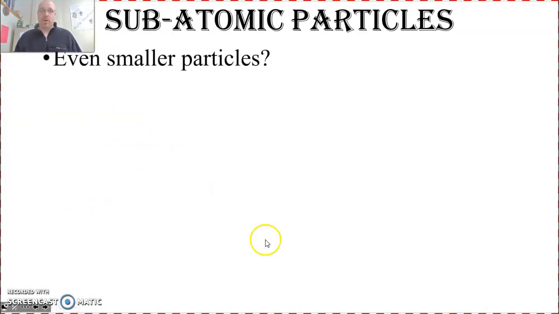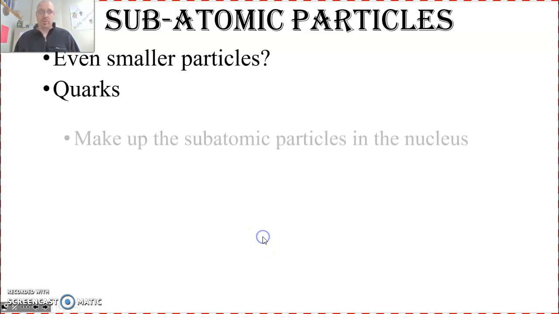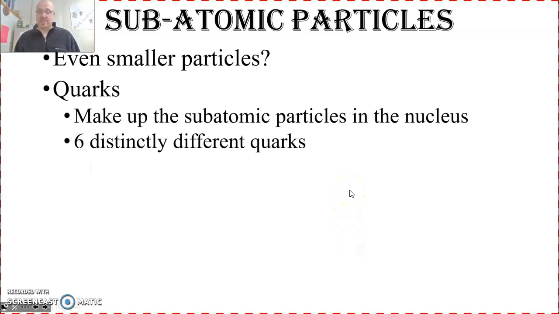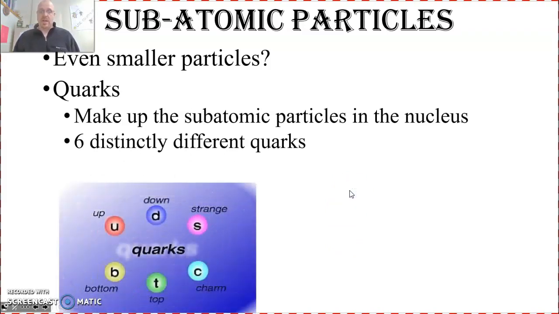Are there even smaller particles than the electrons, protons, and neutrons? Well, there are. We've found out now that there are quarks. These smaller particles make up the subatomic particles of the neutrons and the protons. The electrons are not made up of quarks. Only the nucleus is, which is your protons and your neutrons. There are 6 distinctly different quarks that we have discovered, and here is a little image of those. They're called really weird names: up, down, bottom, top, strange, and charm.